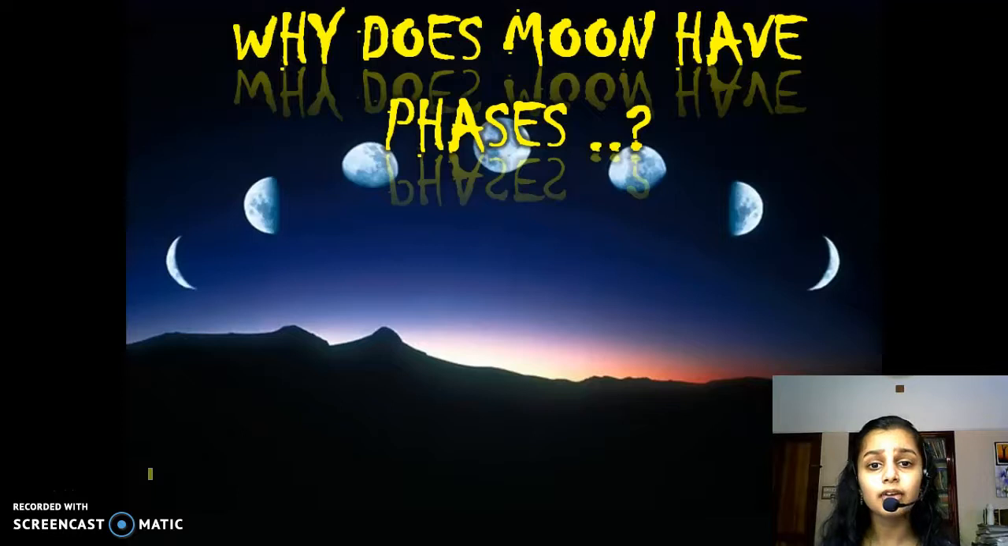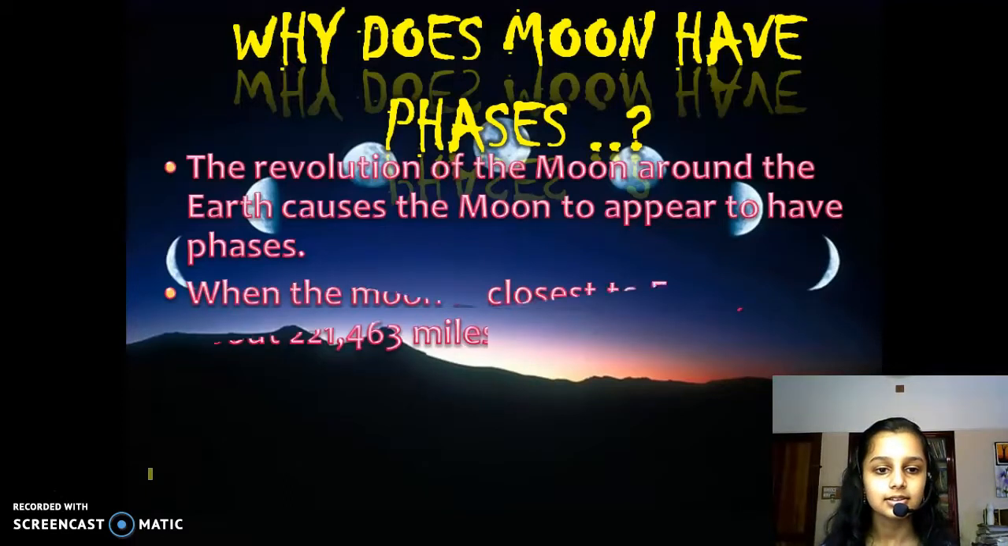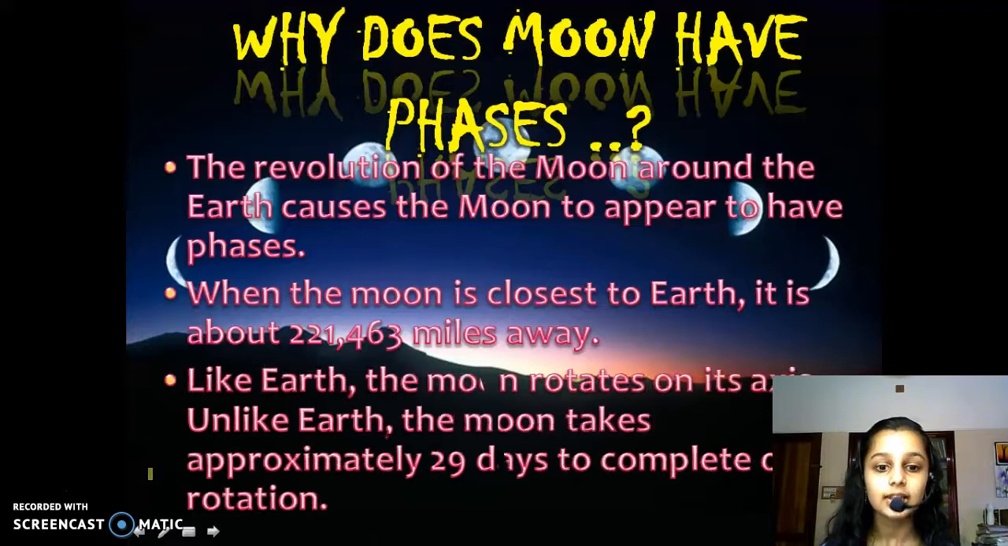Why does the moon have phases? Do you ever think about that? The revolution of the moon around the earth causes the moon to appear to have phases. When the moon is closest to earth, it is about 2,21,463 miles away. Like Earth, the moon rotates on its axis. Unlike Earth, the moon takes approximately 29 days to complete one rotation.